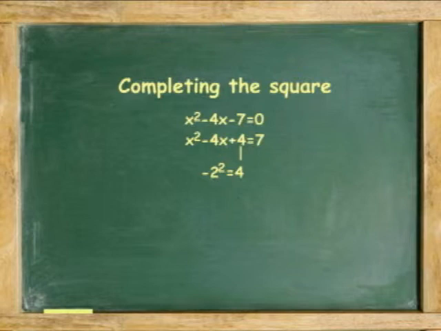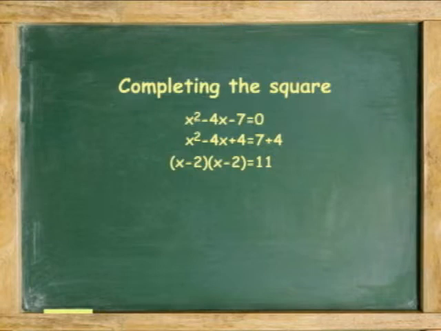1/2 of negative 4 is negative 2. Negative 2 squared is 4. Because 4 was added to the left-hand side of the equation, then 4 must be added to the right-hand side. Step 3. Factor the left-hand side of the equation as a perfect trinomial square.